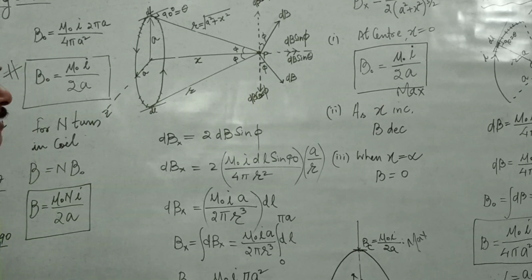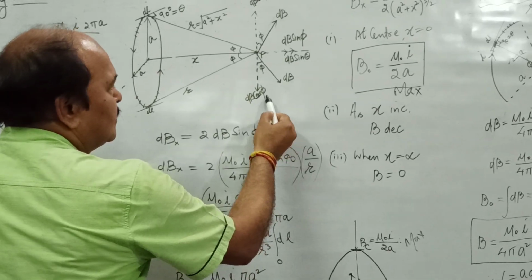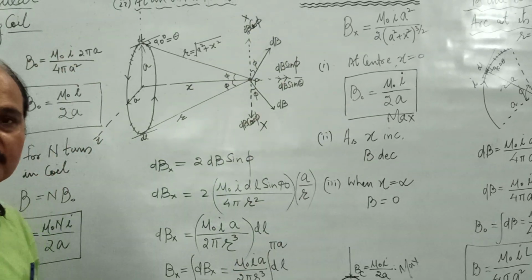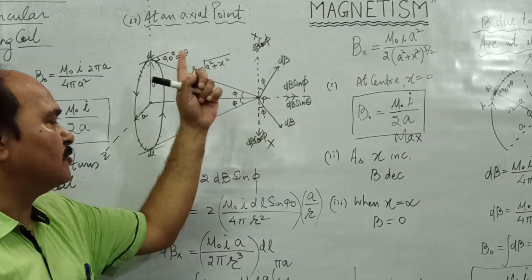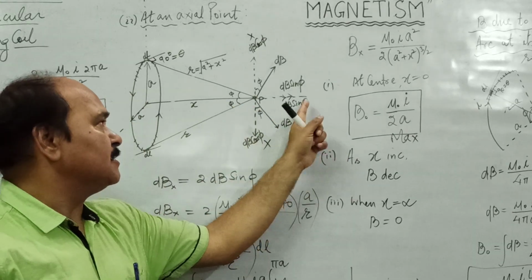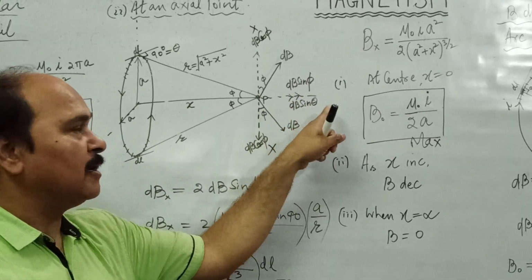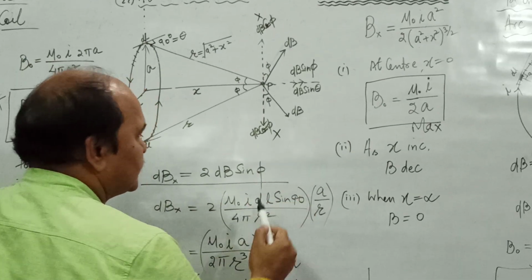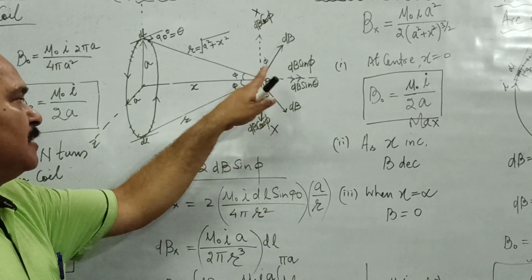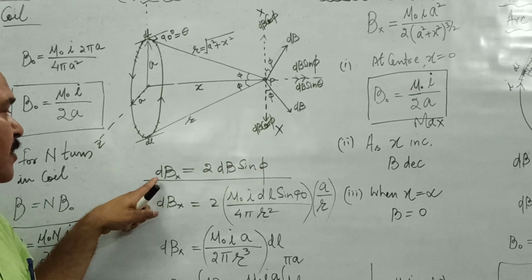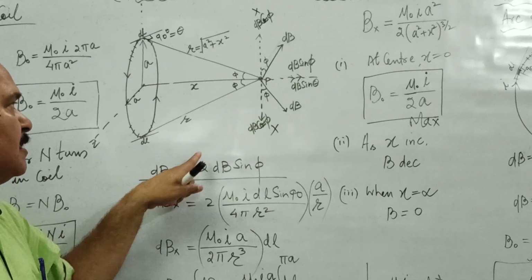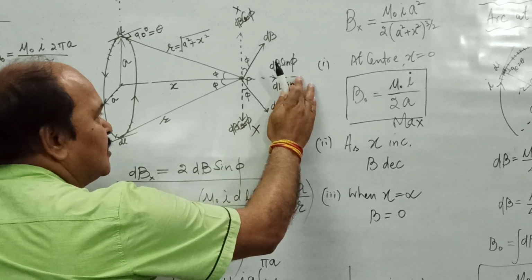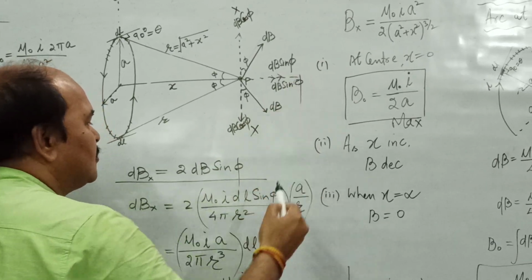Now you can see that the dB cos phi components cancel out. They neutralize each other; they are equal and opposite. So the net field along the y-axis is 0. But along the x-axis, these two field vectors are parallel to each other, so the net field is the sum of the dB sin phi terms. So what is the magnetic field at this point P? The magnetic field at point P is going to be along the x-axis, and it would be 2 dB sin phi.